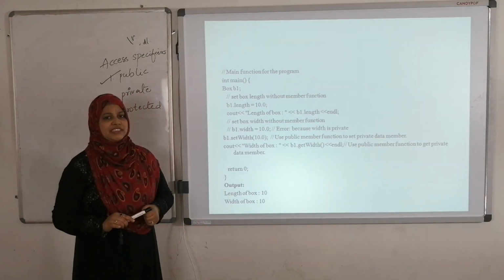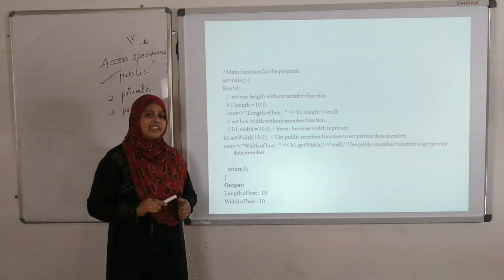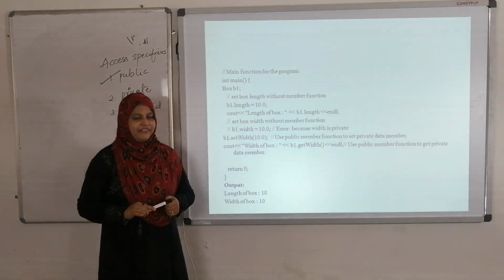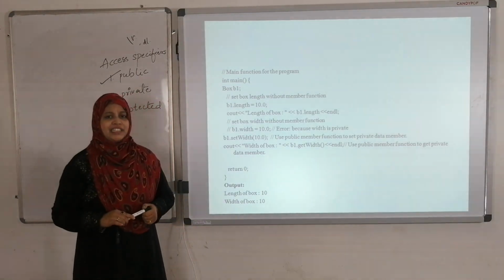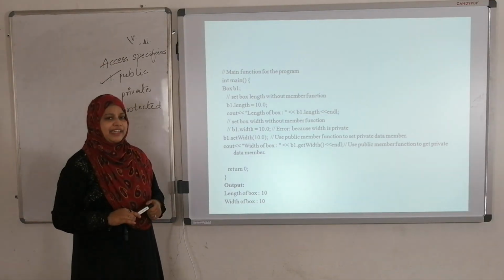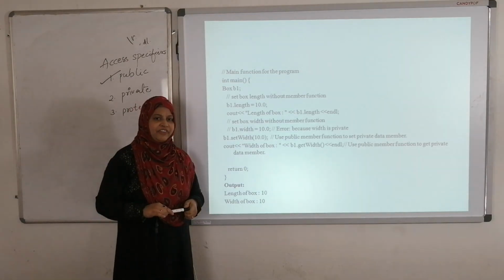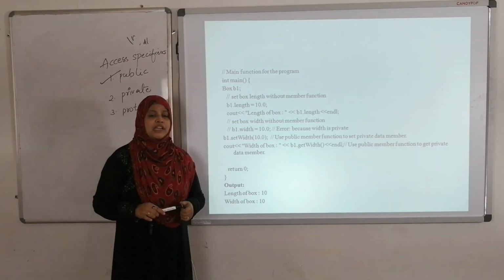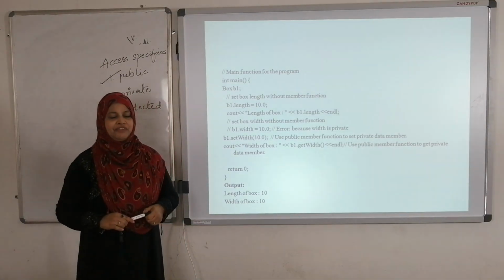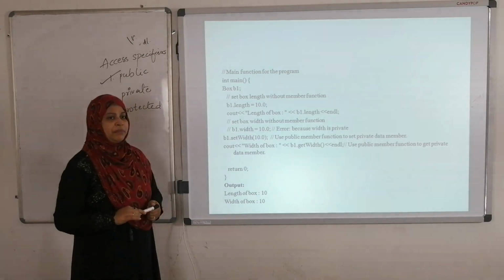See here, width is also a data member of the class, but we are defining the width as a private data member. That's the reason we can't access the private data member directly. To access the private data member of a class, we have to use the public member function. By using the public member function, we can access the private data member of a class.